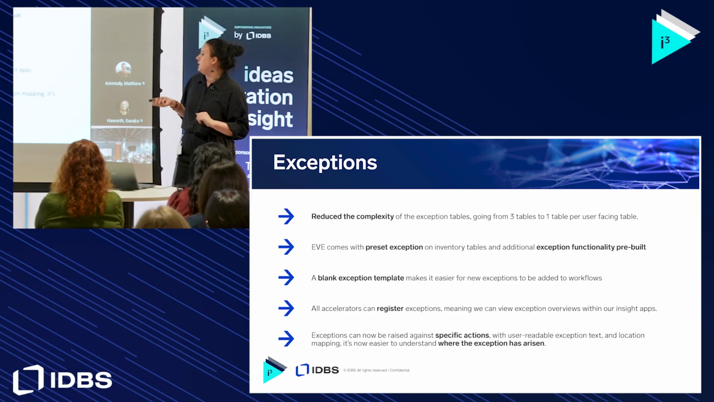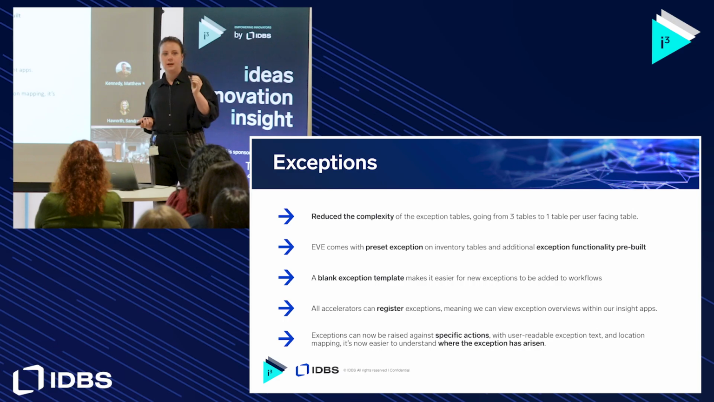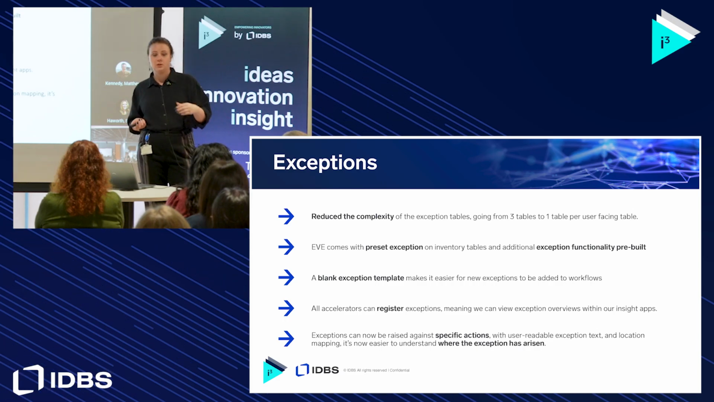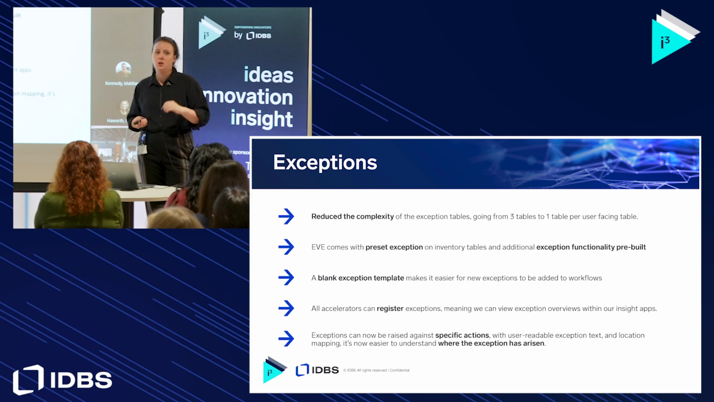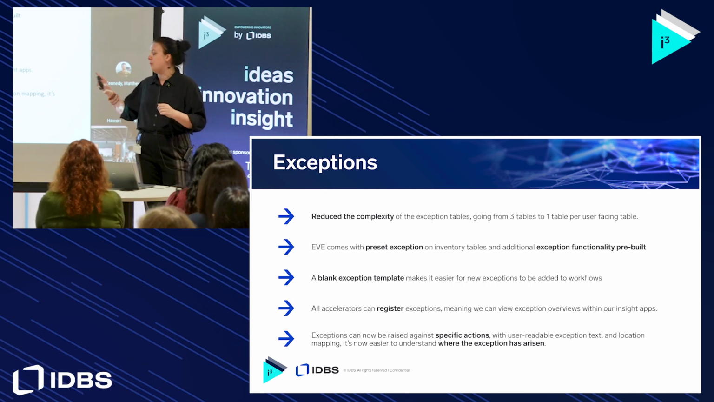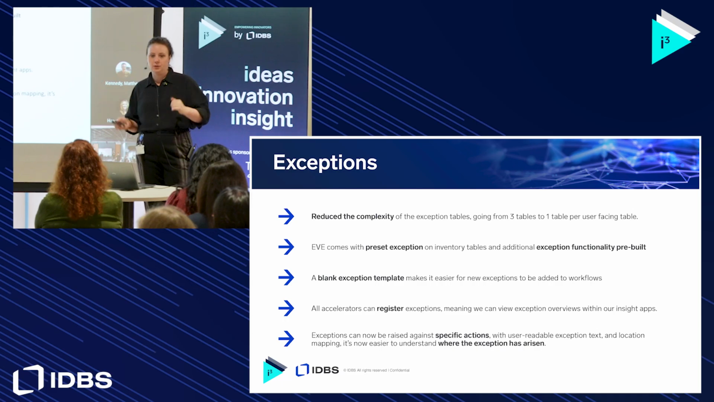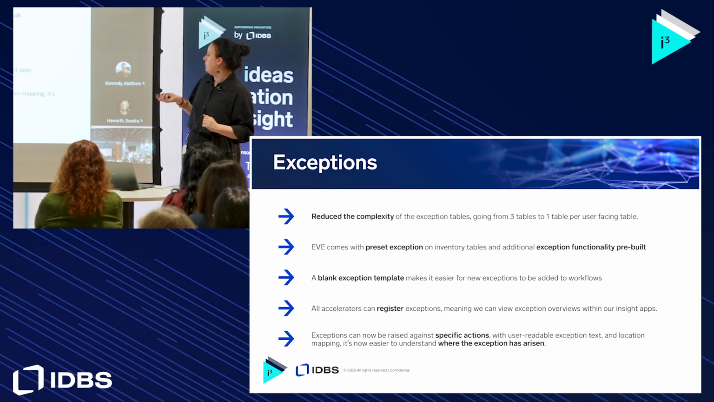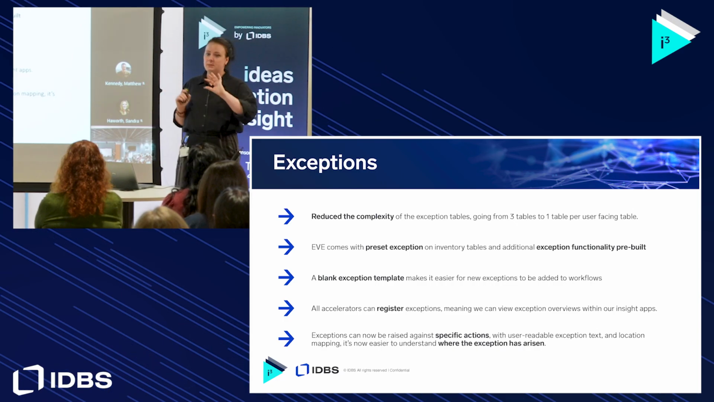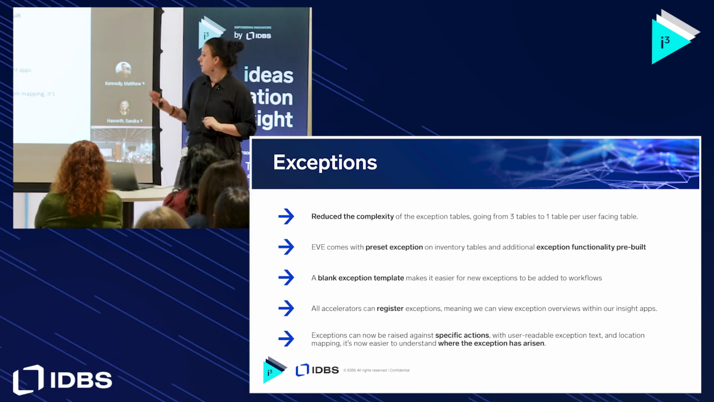Exceptions are also now raised on specific actions. A lot of our exceptions are currently flagging things that are out of date. So if you've got a calibration date that's expired or a maintenance date that's expired, or something that is just out of date, that will flag it specifically with a piece of text that will say calibration date out of range. We can also map your exception to a specific point in time and a specific user who raised that exception.